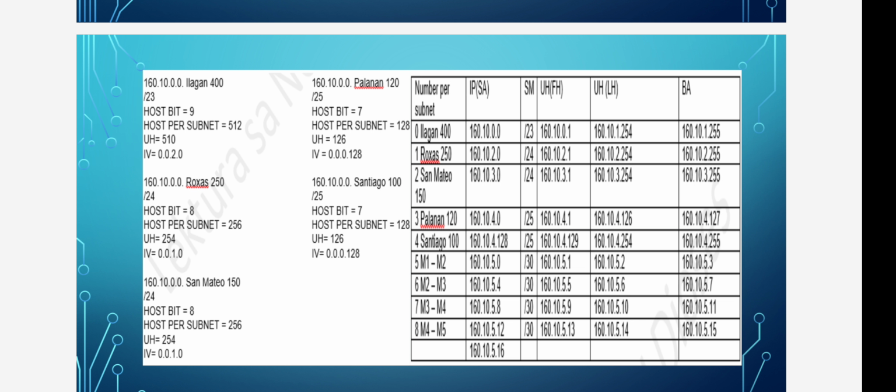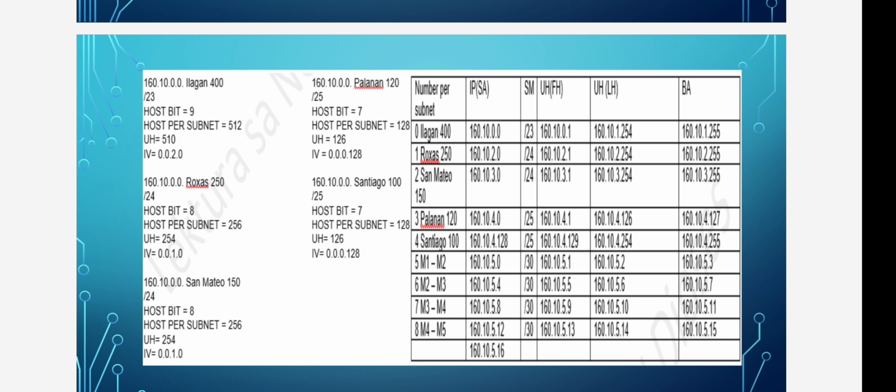Sa San Mateo din, 150 units. Ang pinakamalapit din doon talaga ay dash 24. Yun lang, kasi 2 exponent 8 is 256. Yun ang malapit lang sa 150. Next, ang Palanan. 120 na units. Dash 25 yon kasi ang pinakamalapit dun na host per subnet is 128. Next, sa Santiago, ganun din, 128 din yon, dash 25 din yon.